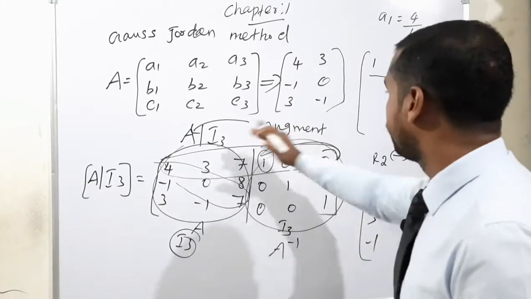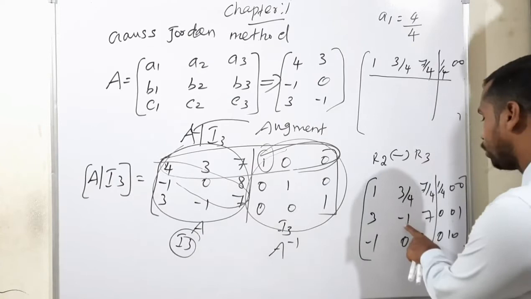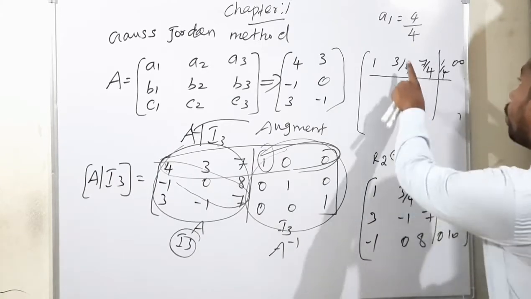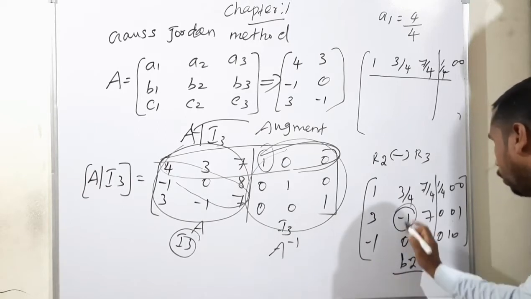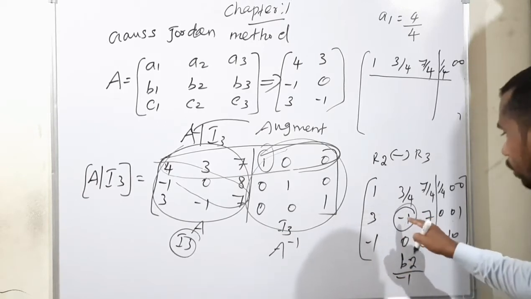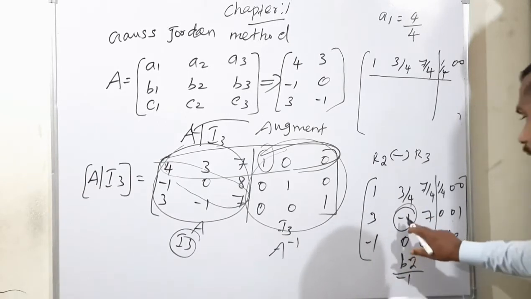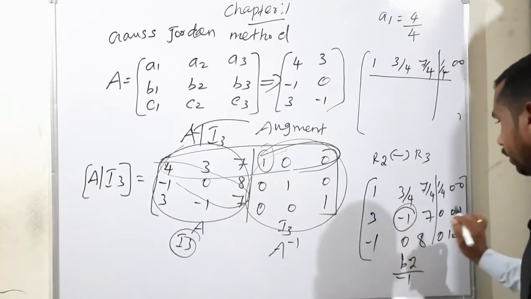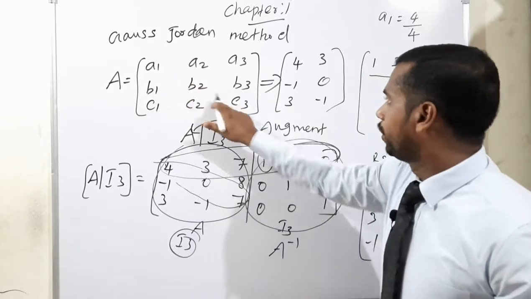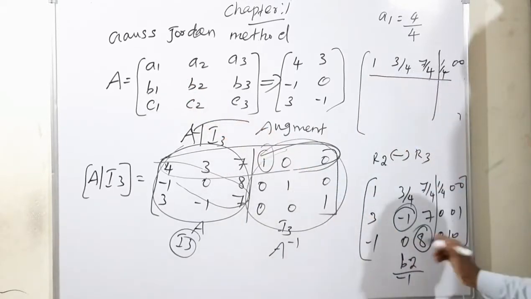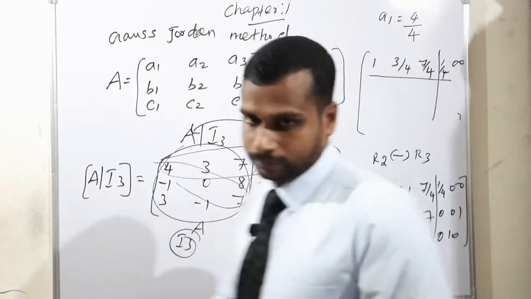Then the same condition: we have to make B2 equal to 1. So the entire row with B2 is divided by minus 1. Minus 1 divided by minus 1 gives 1, isn't it? Then C3 also; the diagonal is A1, B2, C3. C3 also we need to make 1. Then how do we rearrange actually?